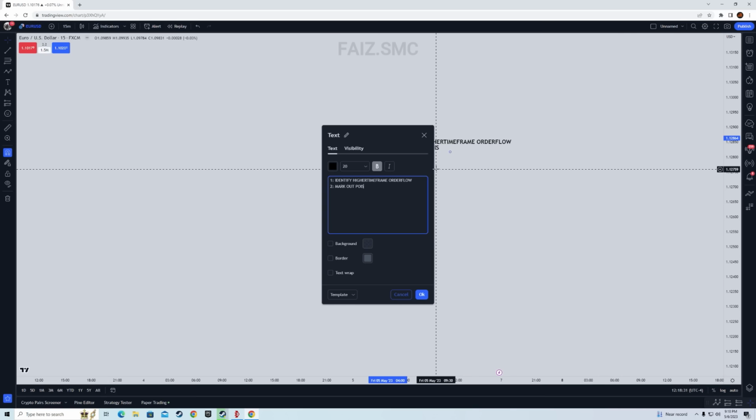Now, a point of interest could be an order block, could be a fair value gap, could be a breaker block, and whatnot. But I prefer that you stick with order blocks. Number three, wait for price to come into your POI as a turtle soup pattern, ABC pattern actually.